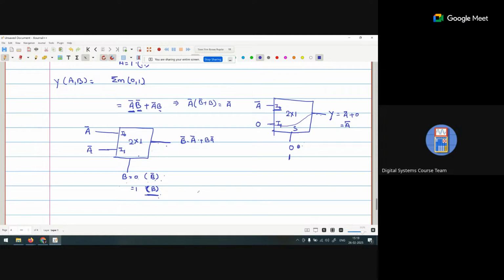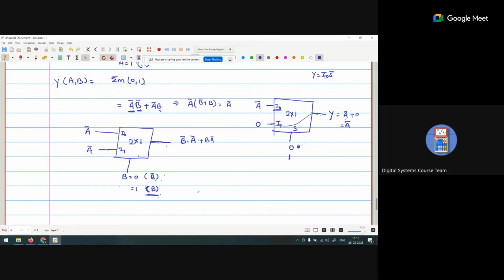Clear? Any doubt? Sir, when you choose S equal to 0, then A bar goes out, then 0 dot A bar becomes 0, no, sir? No, the equation is what? I0 S bar. And S is 0, so S bar is 1. 1 multiplied by A bar is A bar.